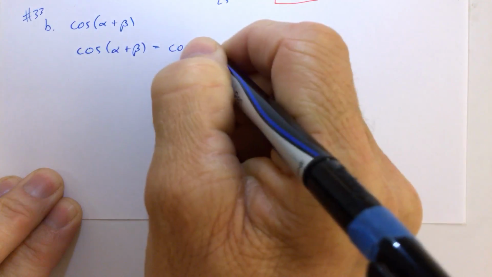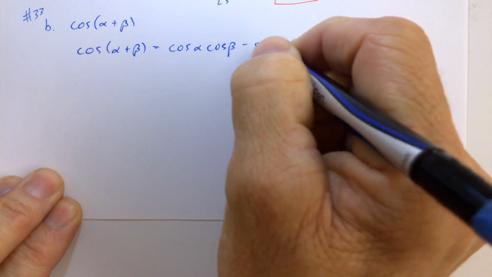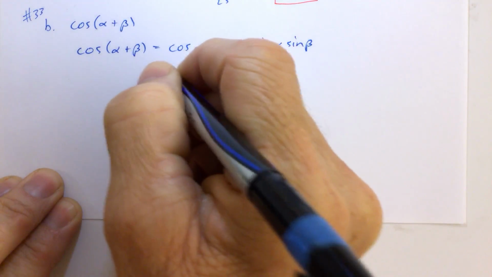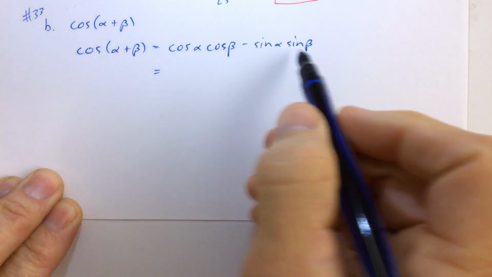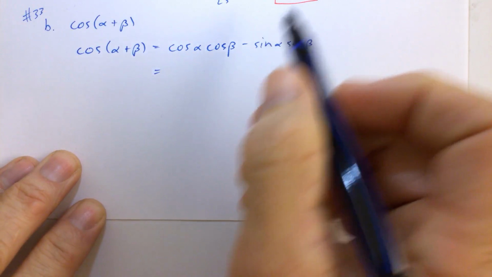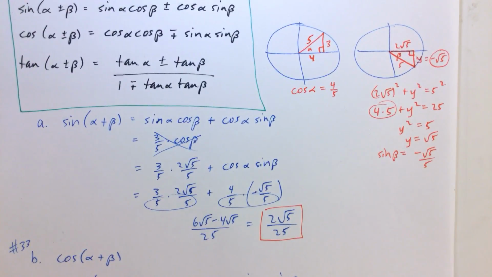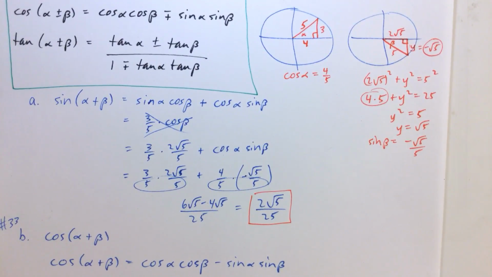We know that that's cosine of alpha times the cosine of beta minus the sine of alpha times the sine of beta. Been doing this, it seems like a million years, and I always write out the formula because then I just look up and pick out the numbers that I need. So from the previous problem, first of all, we need the cosine of alpha, so we search for the cosine of alpha.